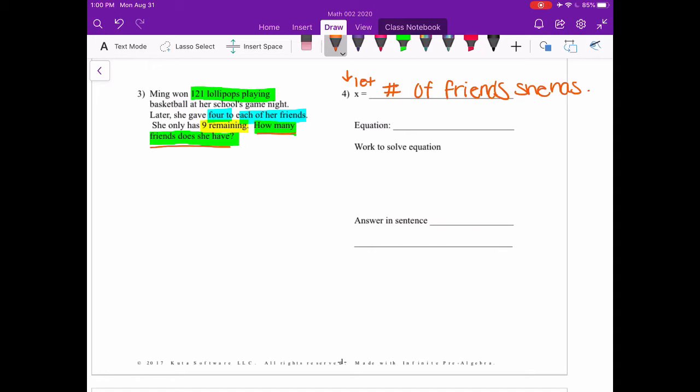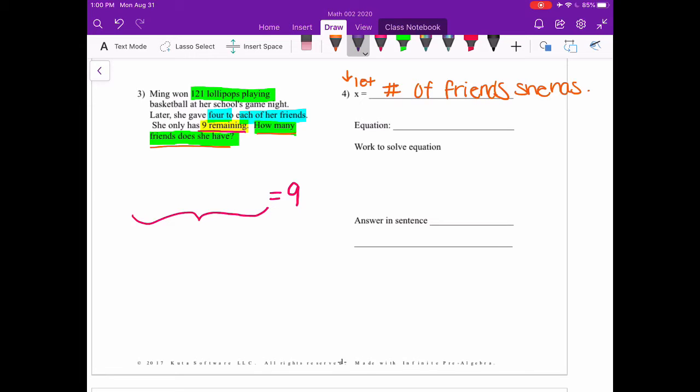Step 2, we put an equation together that totals to some number, some value, or variable. So in this case, she has 9 remaining lollipops. So if there's 9 left, I'm going to write equals 9. And I'm going to work with the rest.